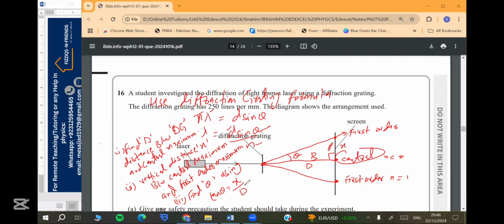And now when you have measured theta from here, because you will have this distance, you will have this distance, you will have theta equals tan inverse x over d, okay.